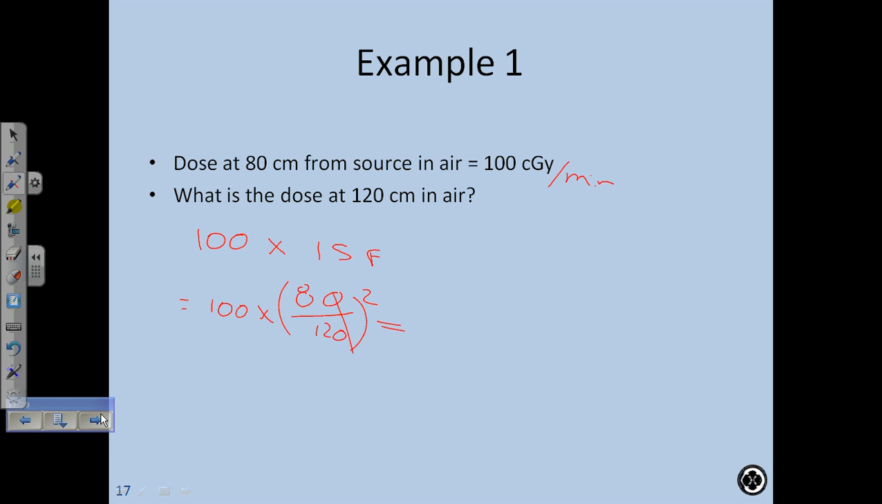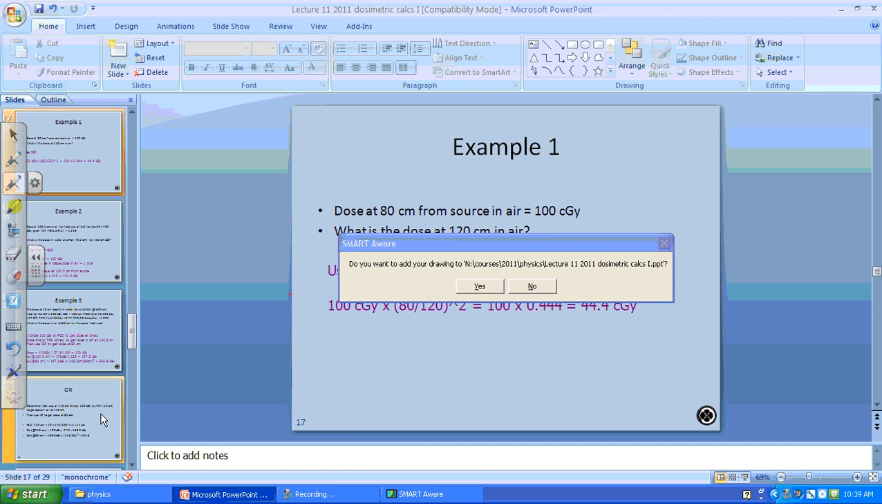Okay, so 44 cGy per minute. Cool. Now, sanity check always: there's two distances you have to use, and you have to square them. If you're calculating for the dose that's further, make sure you put the smaller number at the top.